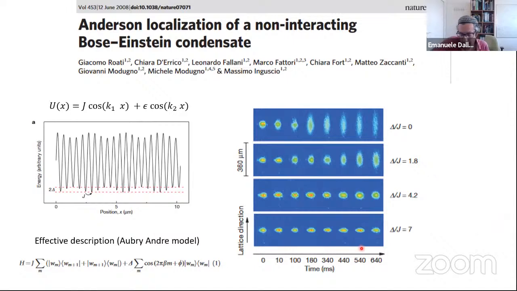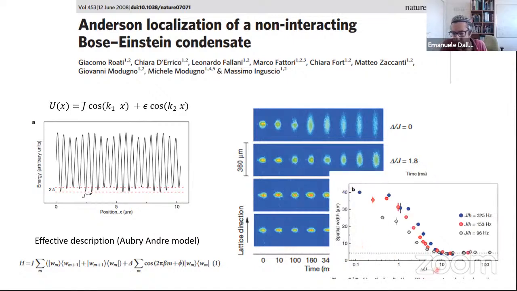Okay, good. And what you can do is, as a function of disorder, so again, this is small disorder, and this is large disorder, measure, say, the width of your condensate after some time.